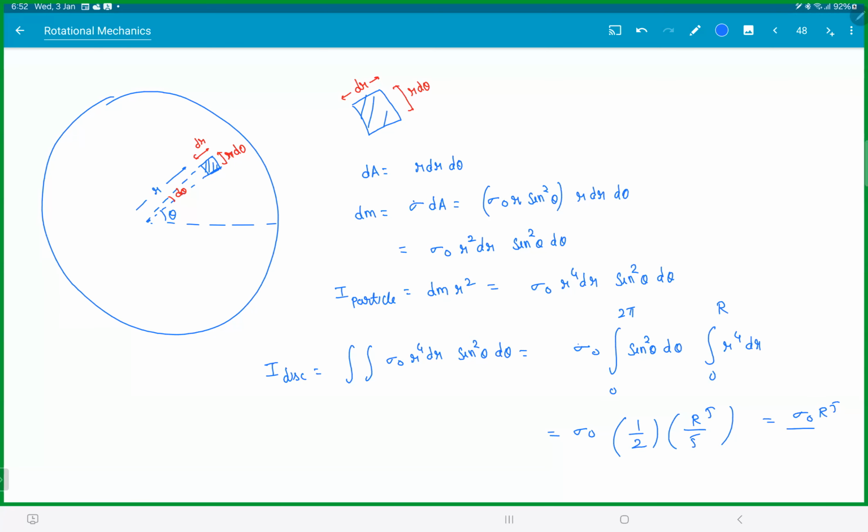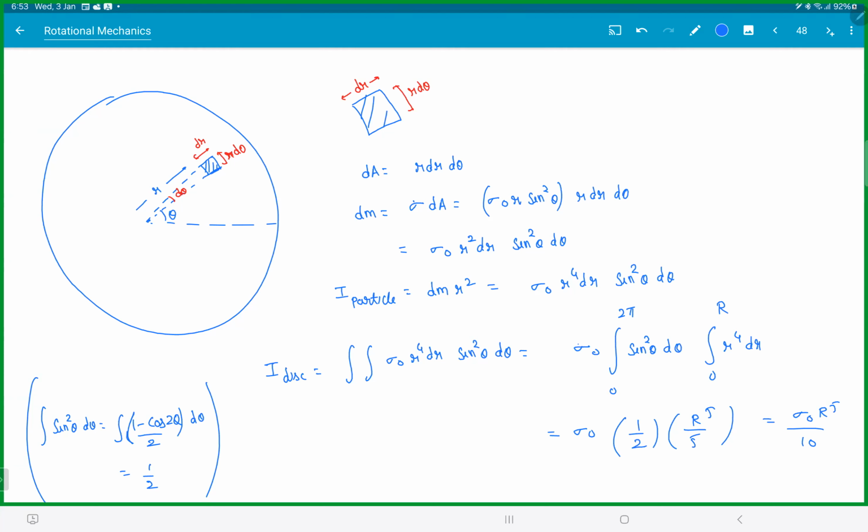So I is sigma naught R power 5 by 10. Sine square theta integral is half. We did that integration in center of mass, if you remember. Remember how to do sine square theta? It's 1 minus cos 2 theta by 2. So for people who are confused, the integral of sine square theta d theta is the integral of 1 minus cos 2 theta by 2 d theta. This comes out to be half. That you can verify on your own. Check. So this is how you choose elements.